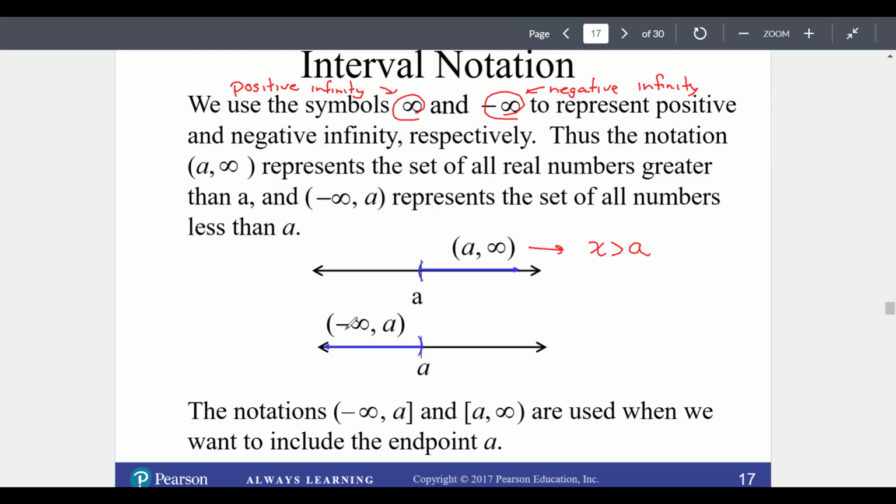If you start with the negative infinity first, what that's saying is that we're looking at everything that is less than a. So that is all my values of x that are less than a.